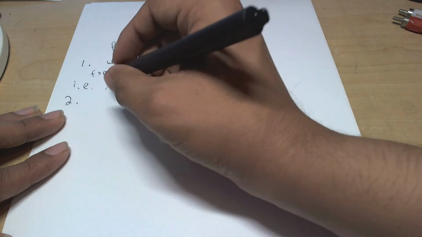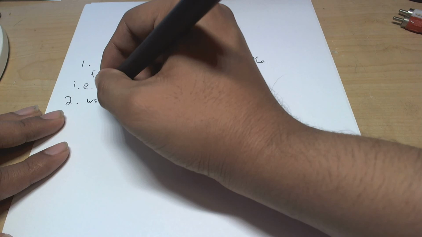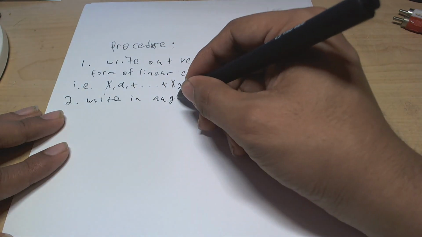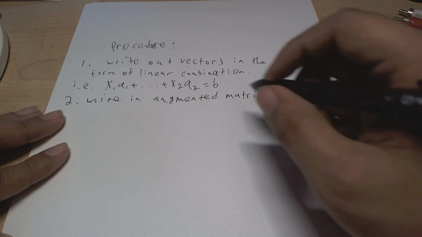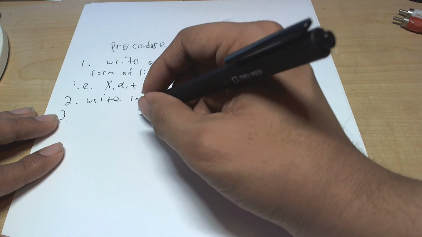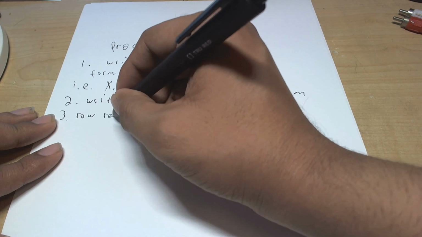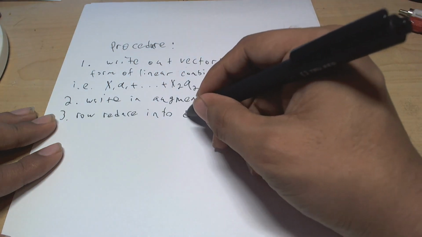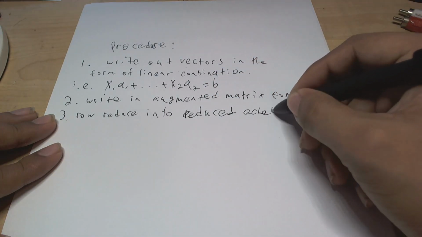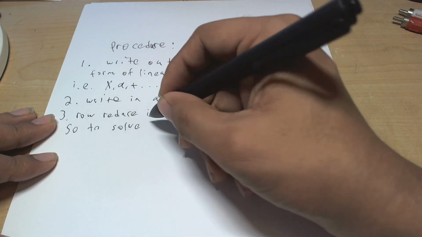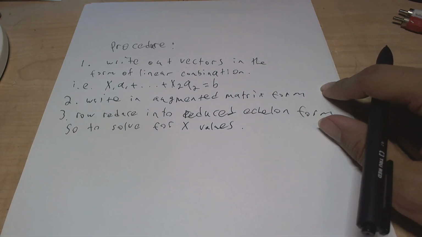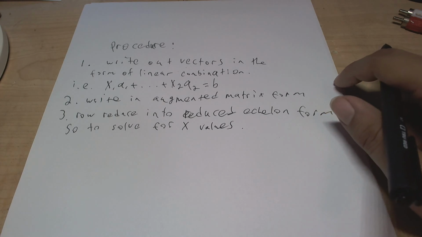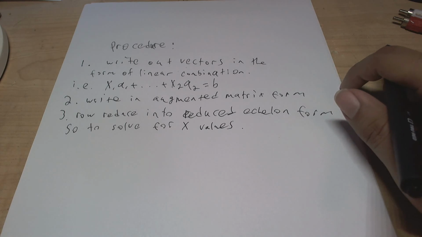Then number 2, write in augmented matrix form. Number 3 would be row reduce into echelon form, into reduced echelon form. So to solve for x values. X or c, sometimes c is used in place of x. I'm not sure if you caught that earlier on, but there's no change to what we're talking about. It's just a letter or variable difference.